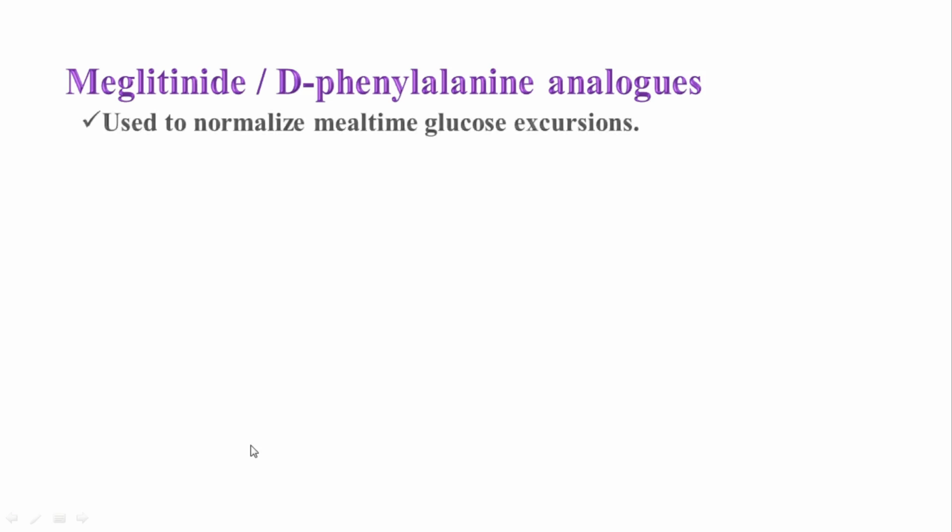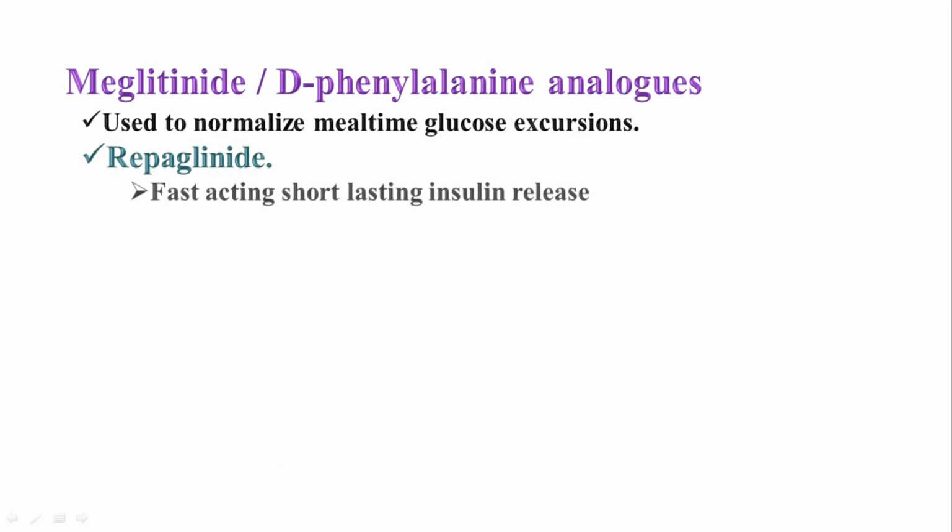Moving on to the next category of drugs, that is phenylalanine analogs or meglitinides. They are drugs specifically designed to normalize mealtime glucose excursion. See, when a person has food, his glucose level will rise in the next half an hour, right? Half an hour, 1 hour, whatever time it takes to digest that food. That can be normalized by taking repaglinide and nateglinide. Repaglinide is the faster acting, okay, quickly absorbed, very fast, and short lasting.